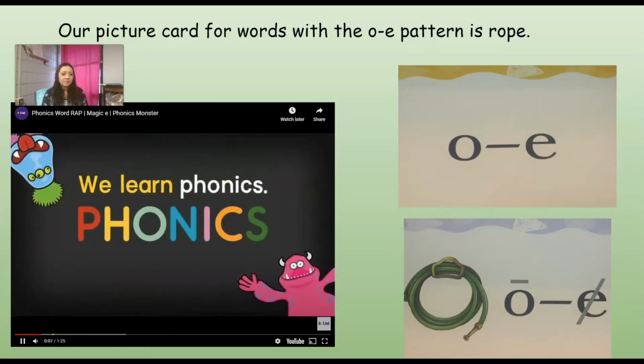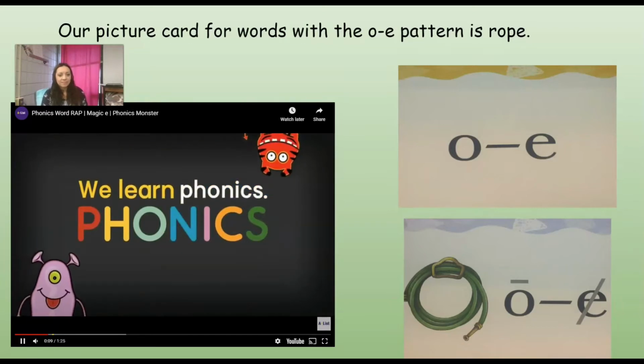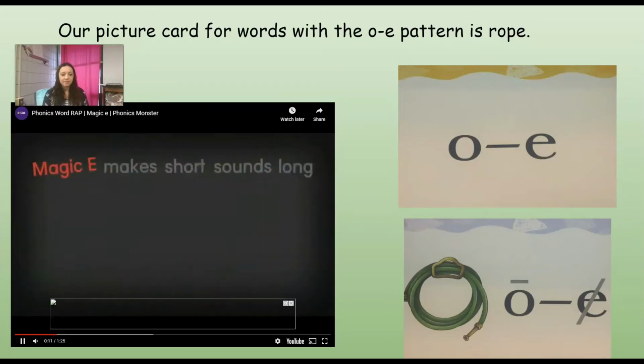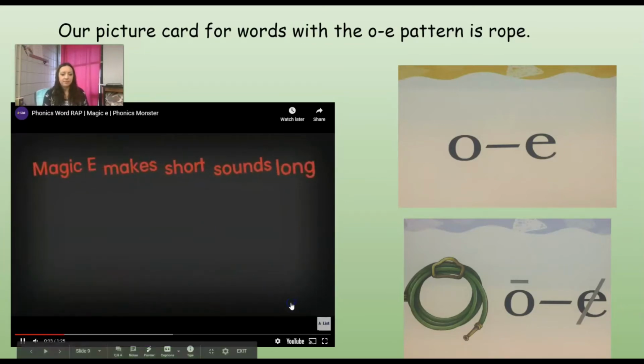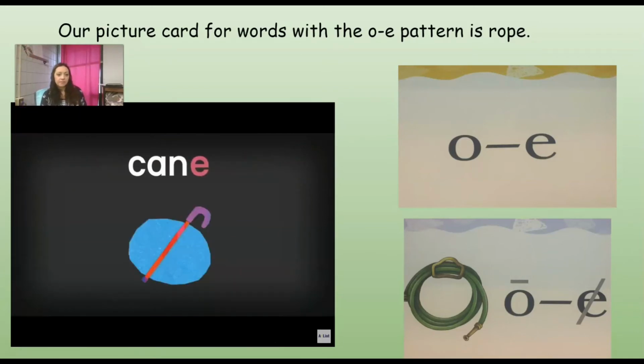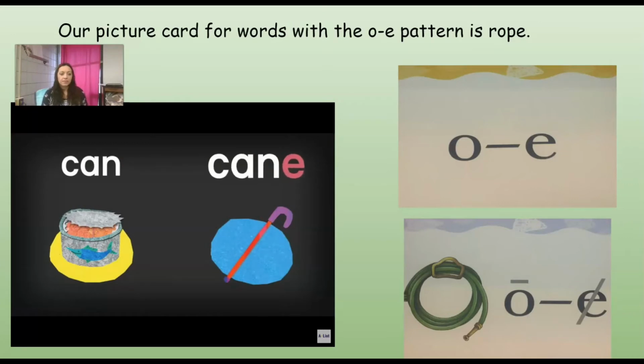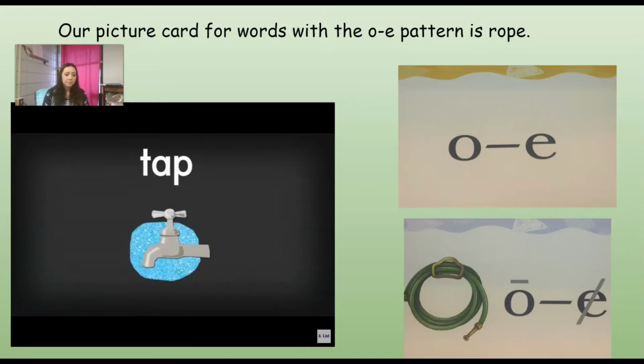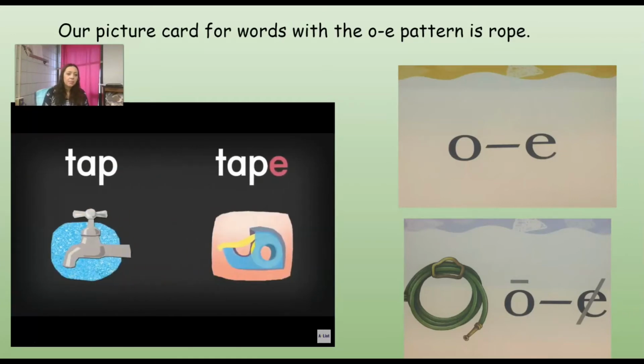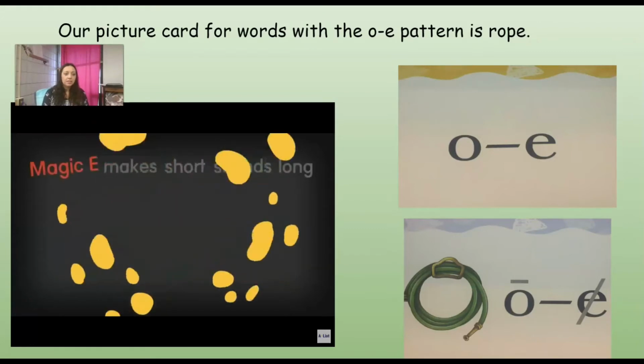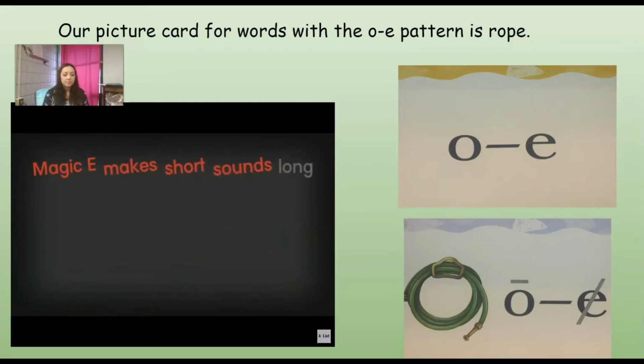Phonics. We learn phonics. Magic E makes short sounds long. Can. Cane. Can becomes cane. Tap. Tape. Tap becomes tape. Magic E makes short sounds long.